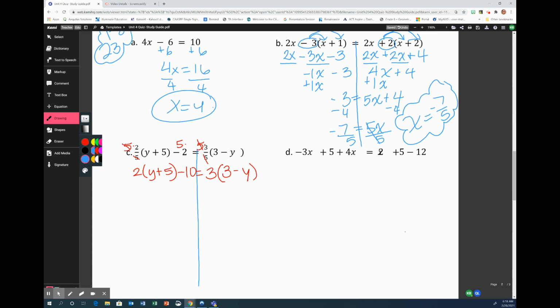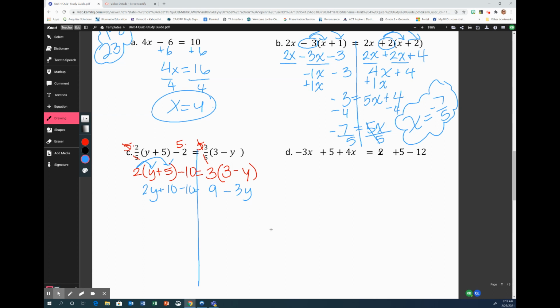Done. All right, now I need to distribute: 2y plus 10 minus 10 equals 9 minus 3y. Double check that I distributed it correctly. 2 times y is 2y. 2 times 5 is 10, and then minus. Okay, on the right side, double check. 3 times 3 is 9, and 3 times negative y is negative 3y.